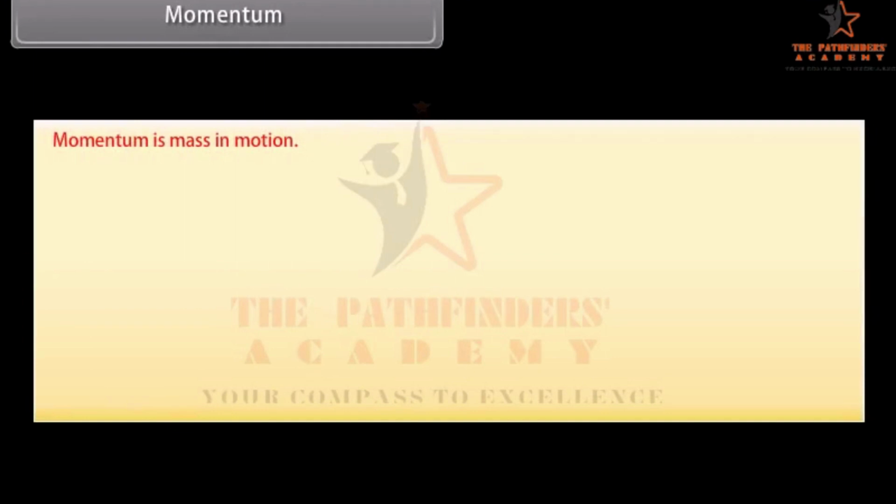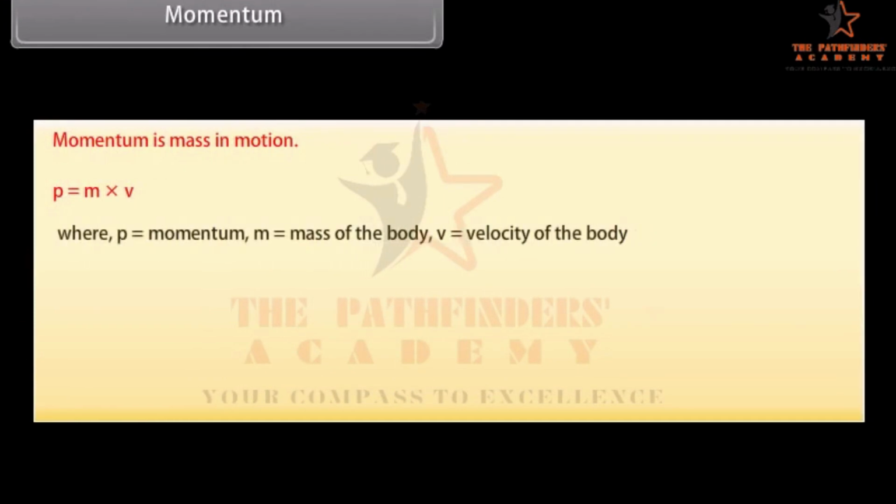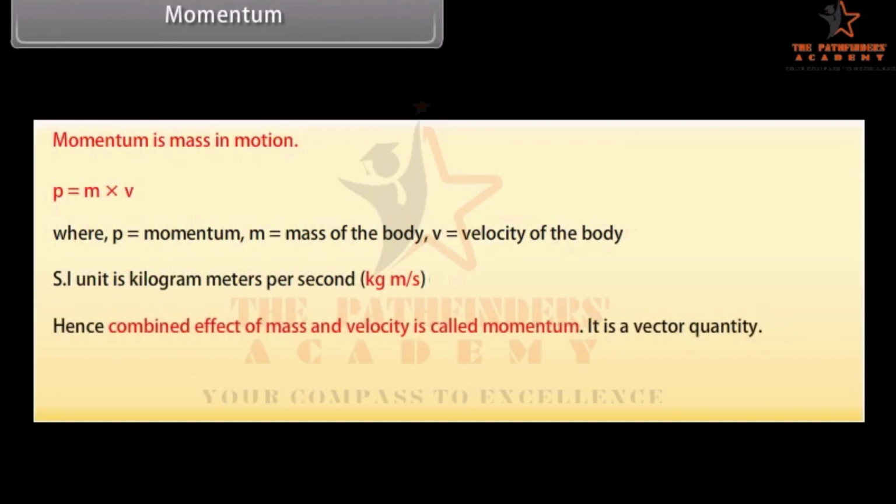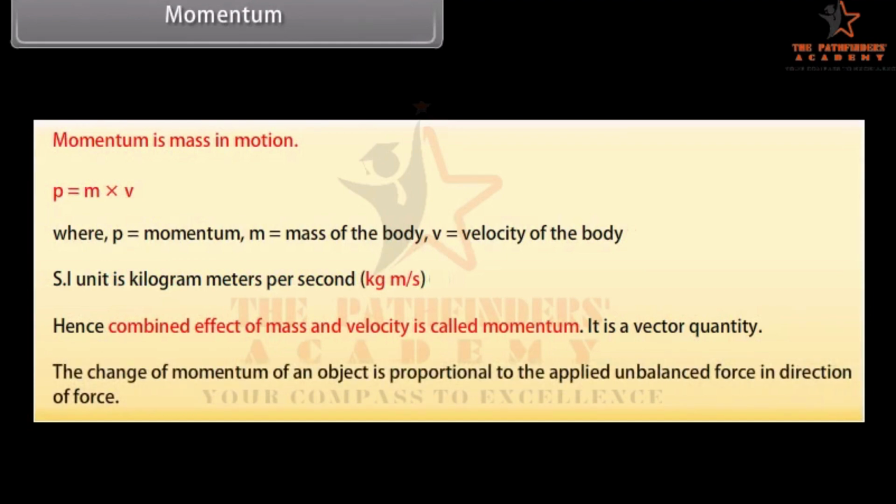Momentum. Momentum is mass in motion. P is equal to m into v, where P is equal to momentum, m is equal to mass of the body, v is equal to velocity of the body. SI unit is kilogram meters per second. Hence, the combined effect of mass and velocity is called momentum. It is a vector quantity. The change of momentum of an object is proportional to the applied unbalanced force in the direction of force.